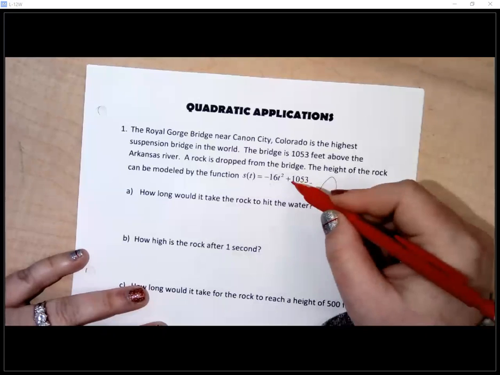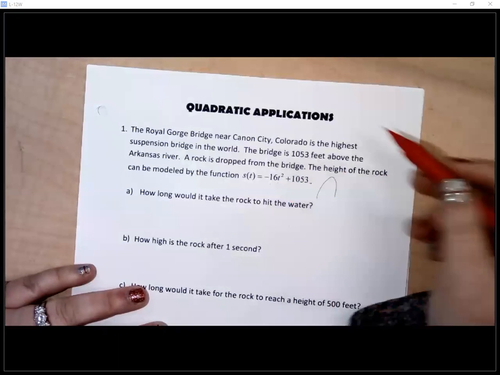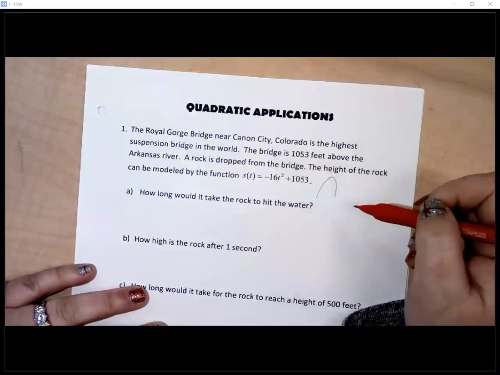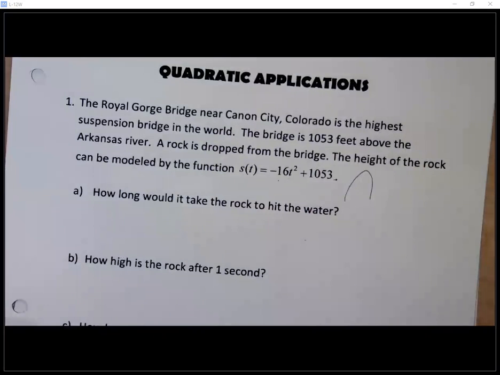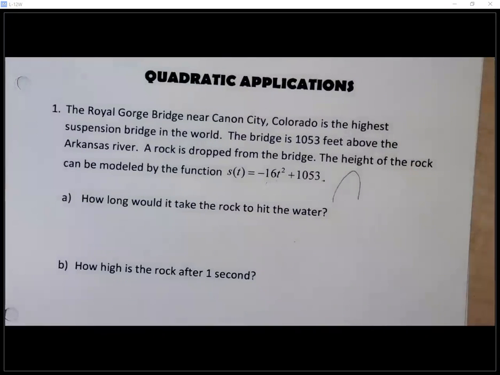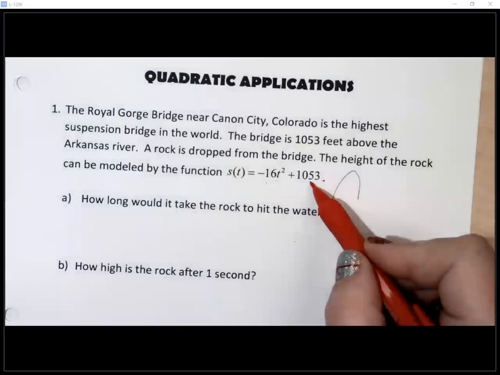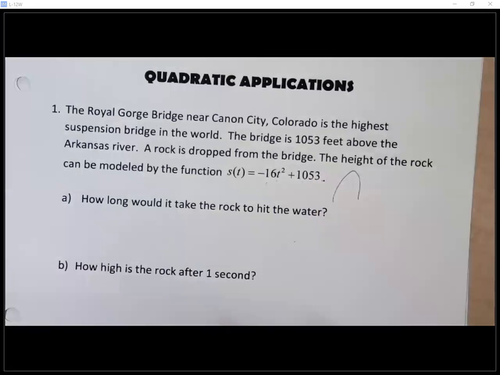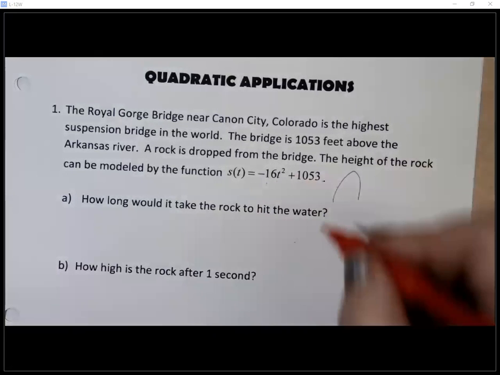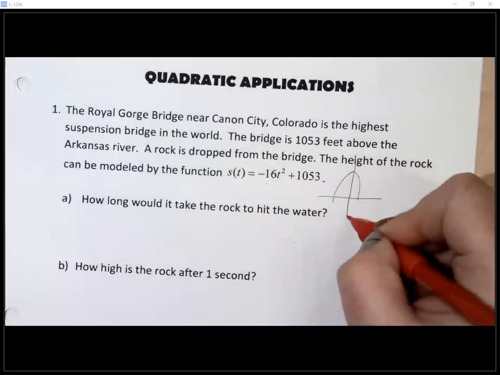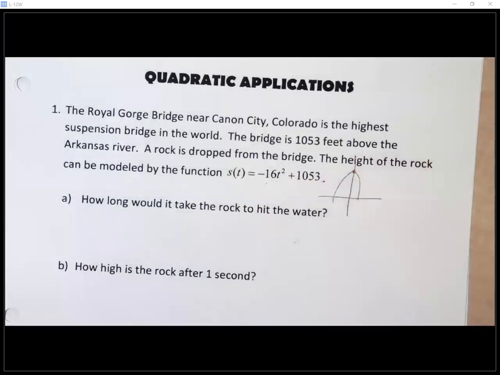Now, t is standing for time. I guess we didn't say that here, but t is time. So at time 0, what would the value be? If time is 0, what's the value of the function when t is 0? Yes, 1,053. So think about what's happening here. We're on this bridge and we're going to drop a rock off the bridge. So the top of your parabola is probably where that rock is getting released, right?